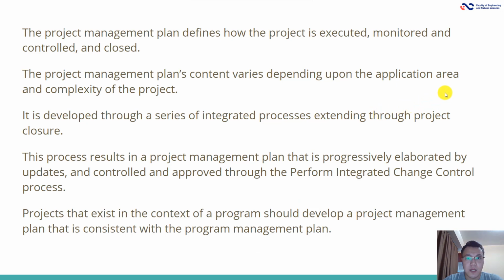The project management plan defines how the project is executed, monitored and controlled, and closed. The project management plan's content varies depending upon the application area and complexity of the project. It is developed through a series of integrated processes extending through project closure. This process results in a project management plan that is progressively elaborated by updates and controlled and approved through the perform integrated change control process.